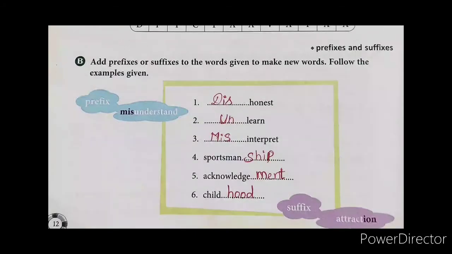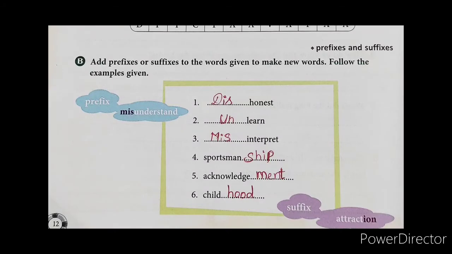The root word is learn. The prefix we are using is un. So it is unlearn. Then the third word is misinterpret. Interpret is the root word. We are using the prefix mis. So it is misinterpret.